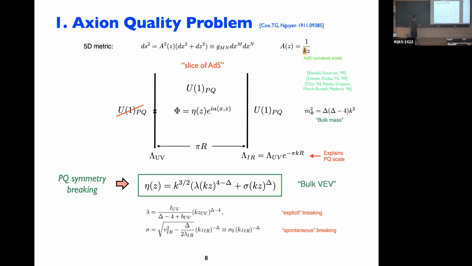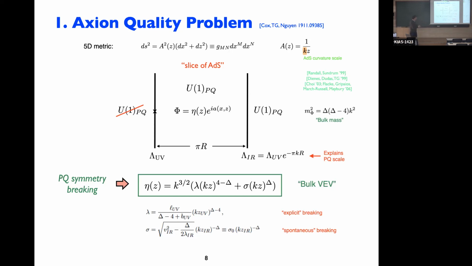Now, the axion is going to be sitting in some 5D scalar field, some complex scalar, and this 5D scalar field is going to have a bulk mass. So I'm going to give it a mass. It's got a kinetic term, but it's also going to have a mass. And I'm going to parameterize the bulk mass in units of the curvature, k squared, in this way: delta times (delta minus 4). It's a funny parameterization. Delta is just a dimensionless parameter, but I'm just going to parameterize it in that way.